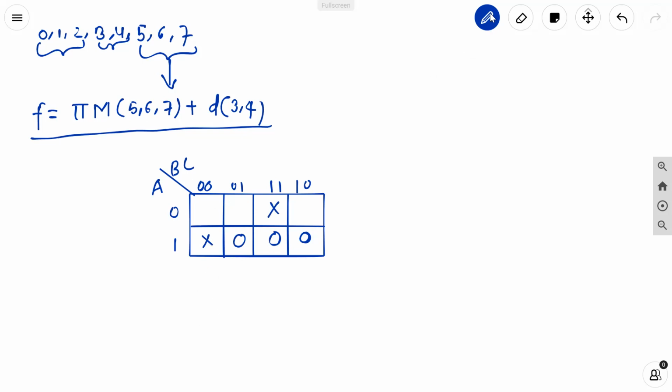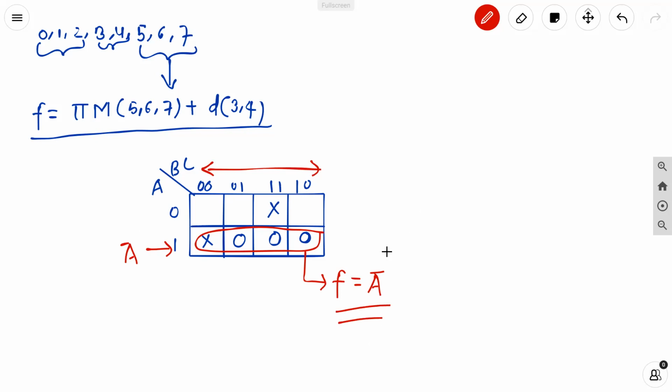Now we simply make the grouping, and the possible grouping in this case is this group of 4. For this group, the value of the function will be: A is in its complemented form, and all the terms of B and C are covered, so there are no B and C terms. So I get the function as A complement. This is the way of solving the question.